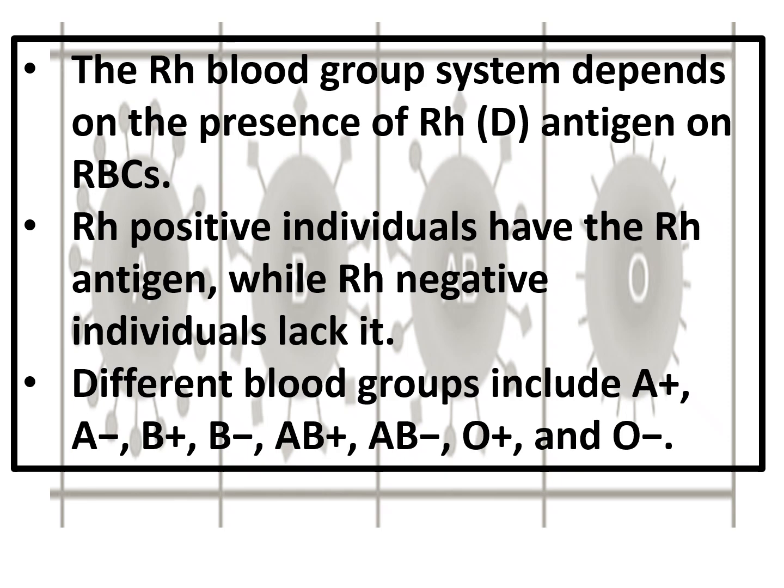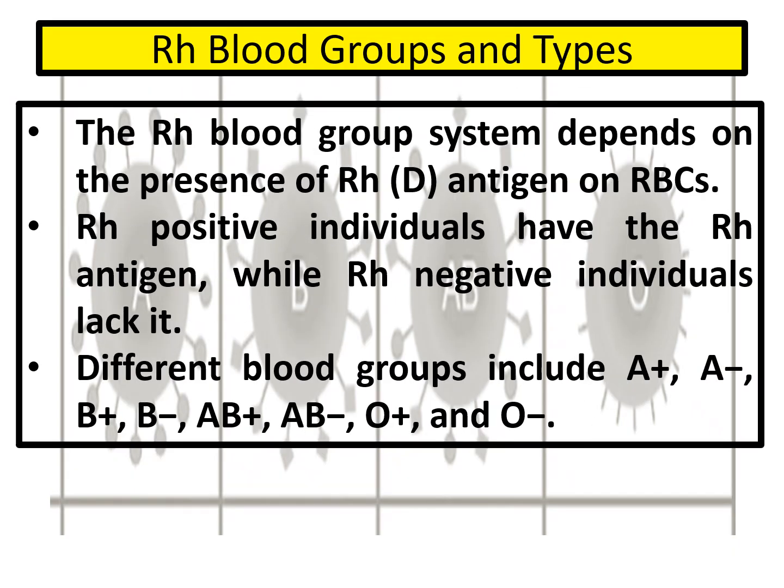The Rh blood group system depends upon the presence of the Rh antigen. So Rh positive individuals have the Rh antigen whereas Rh negative individuals lack it. Different blood groups include A positive with Rh antigen, A negative without Rh antigen, B positive, B negative, AB positive, AB negative, O positive with Rh antigen, O negative without Rh antigen.